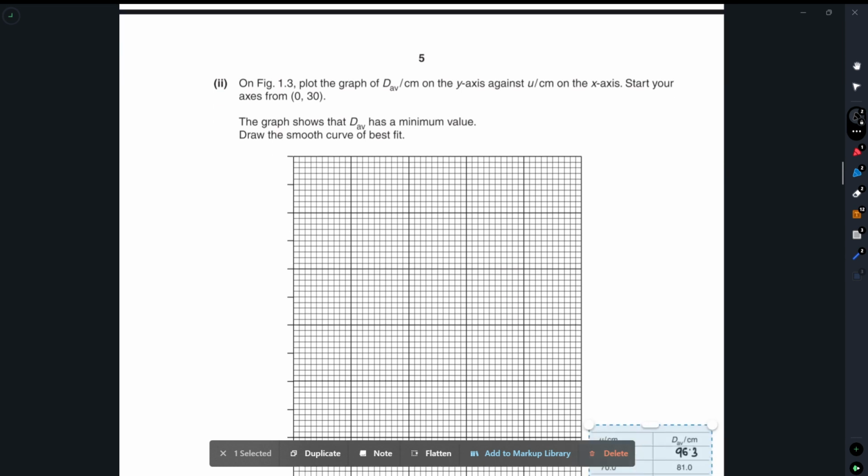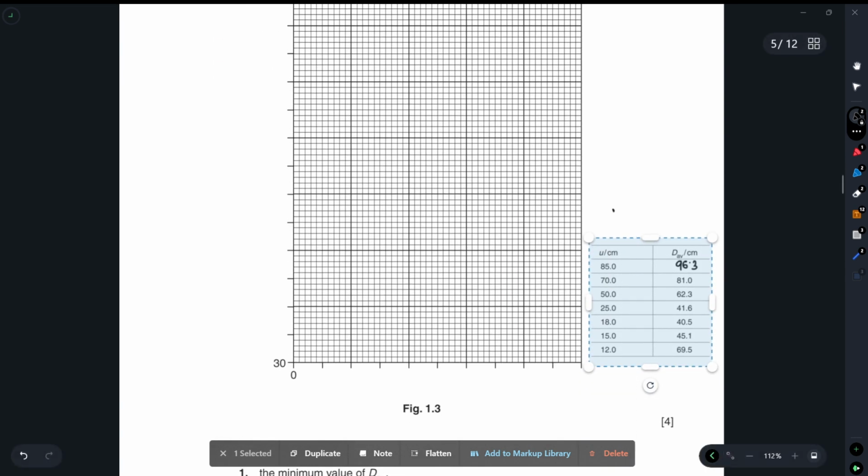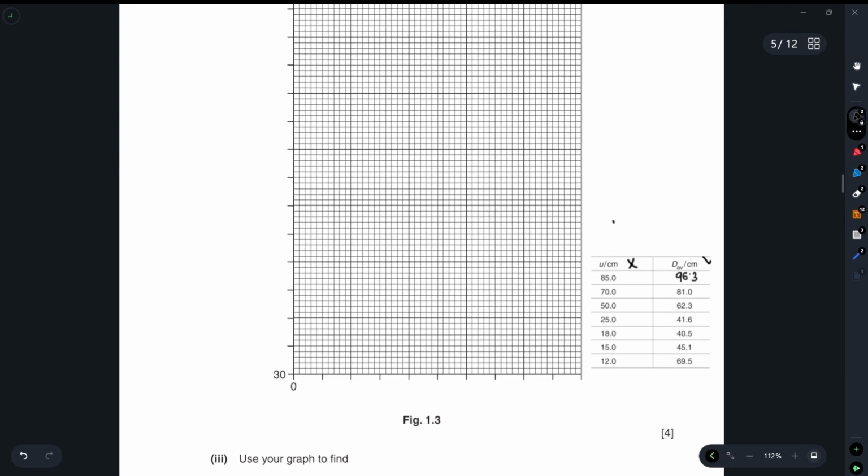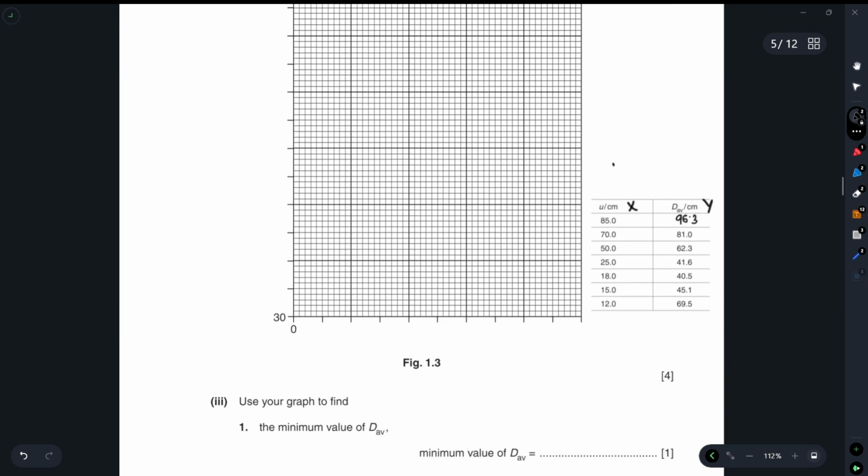DAV on the y-axis and U on the x-axis. So this right here is going to be the x-axis, and this right here is going to be the y-axis. On the x-axis, we need to go from 0 to 85. So that's 10, 20, 30, 40, 50, 60, 70, 80, and that's the only option I have. The small division right here is going to be 10 units, so I'm going to go with 10, 20, 30, 40, 50, 60, 70, 80, 90, and 100.